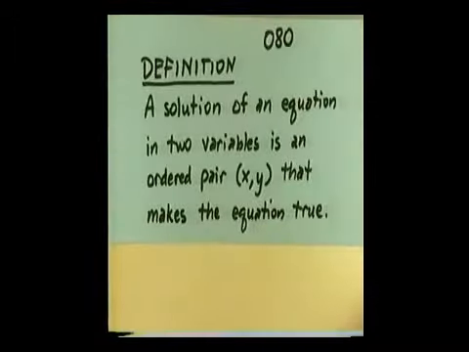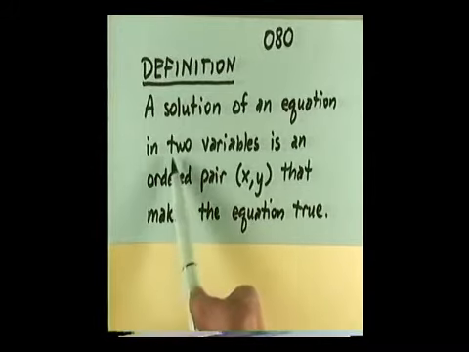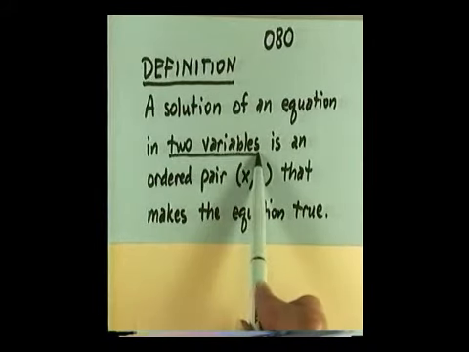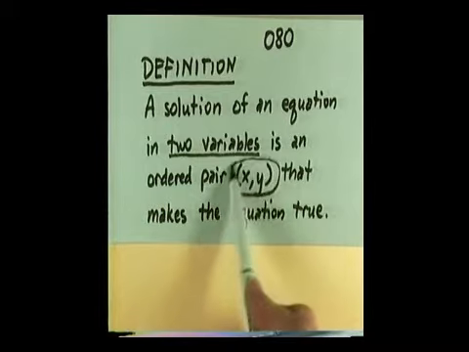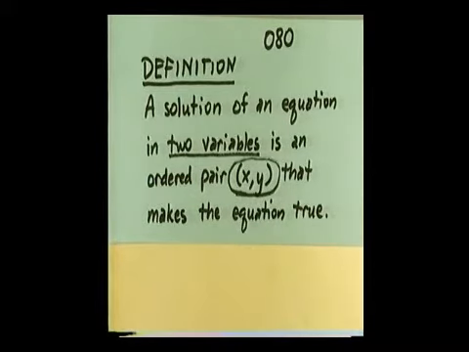Let's look now at a definition. A solution of an equation in 2 variables is an ordered pair x, y that makes the equation true. When we have 2 variables, it'll take 2 numbers to name a solution. So the key things here are we have two variables, and so it takes values for both x and y to make the equation true.